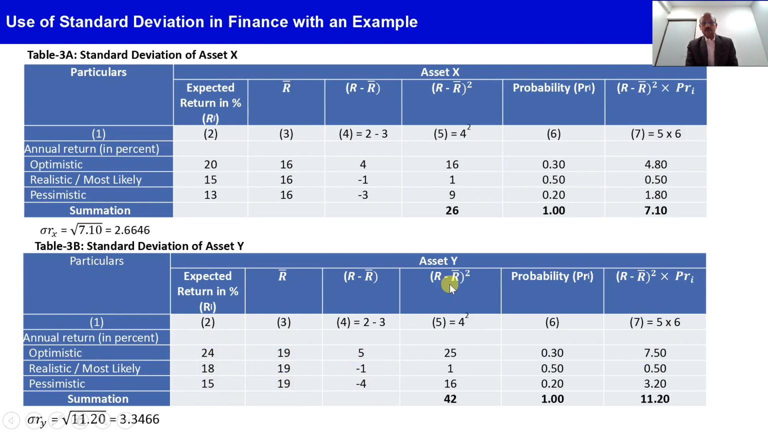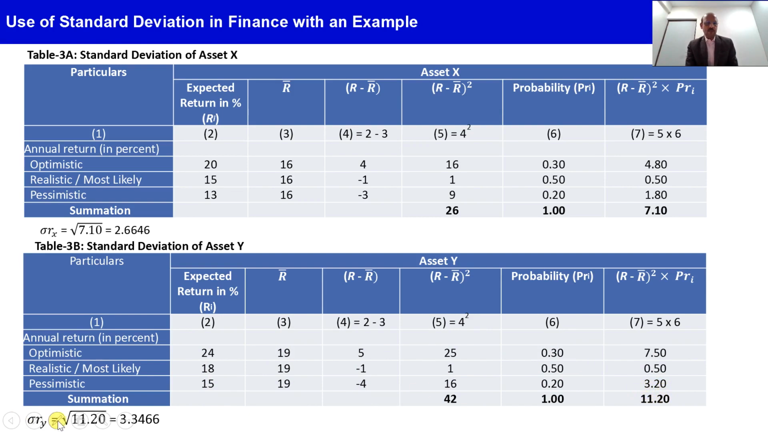And we take the square of that. So +5 squared becomes 25, -1 squared is 1, and -4 squared is 16. And we multiply with the respective probability. So assume the probability of this is also the same as asset X: 30%, 50%, and 20%. So we get 7.5 for the optimistic outcome, 0.5 for the realistic outcome, and 3.2 for the pessimistic outcome. So the total of (R minus R bar) squared times probability becomes 11.2.